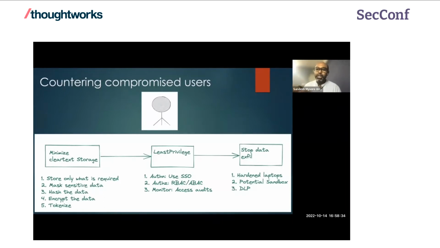Finally, data loss prevention. Again, much like RBAC, this is a whole one-hour talk on its own on the different layers of DLP, etc. But in general, having a DLP solution which looks for data being exfiltrated is very helpful, right? And these are some strategies which help with compromised users.